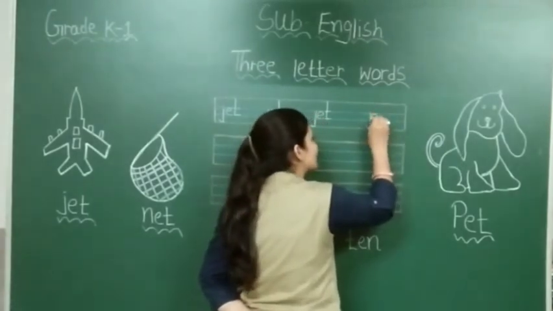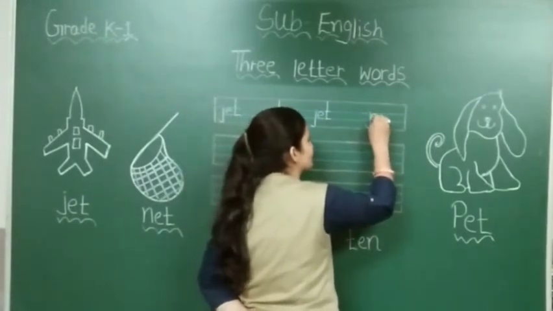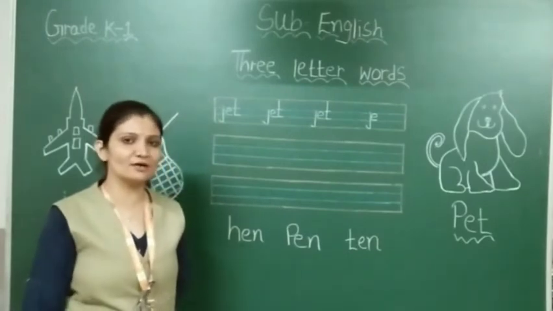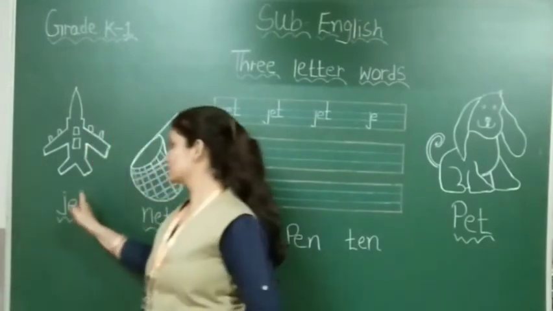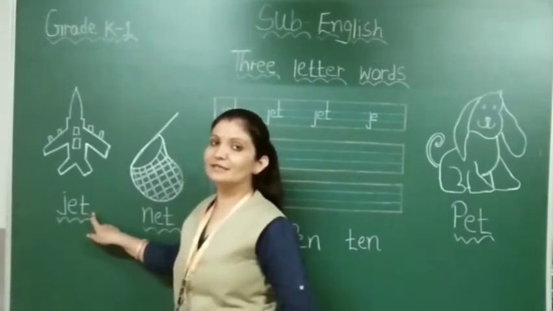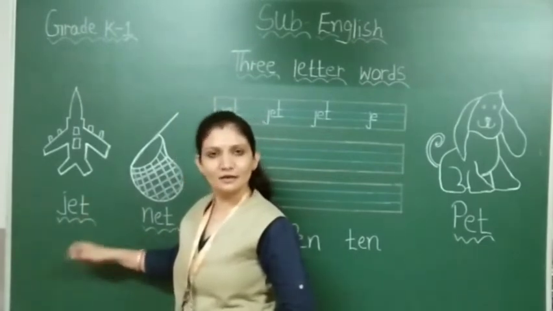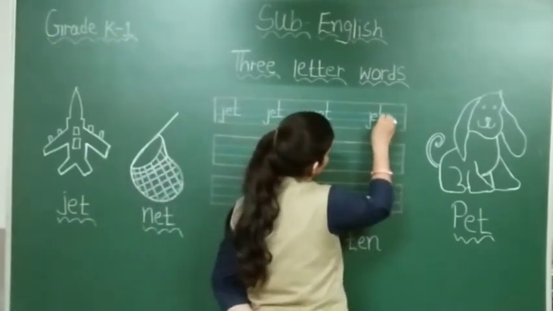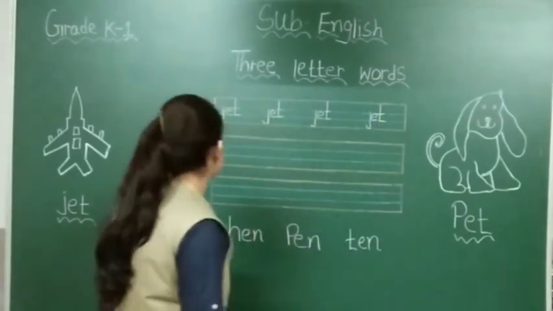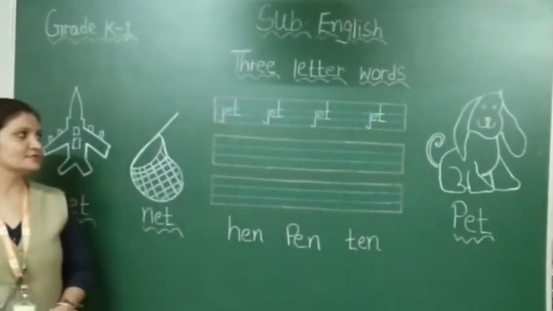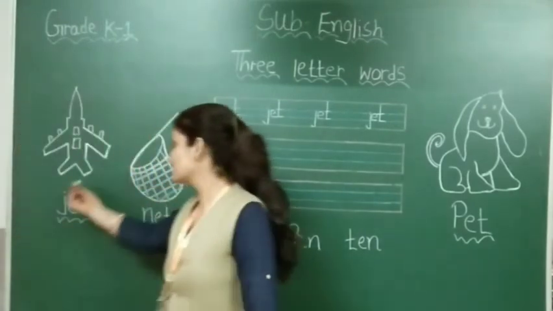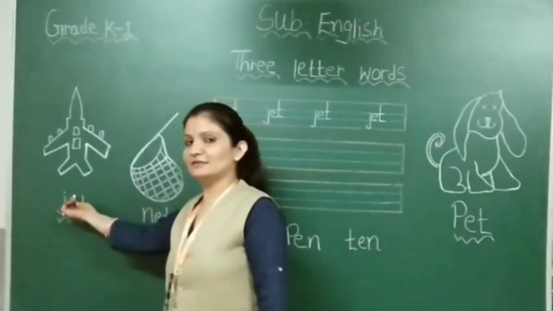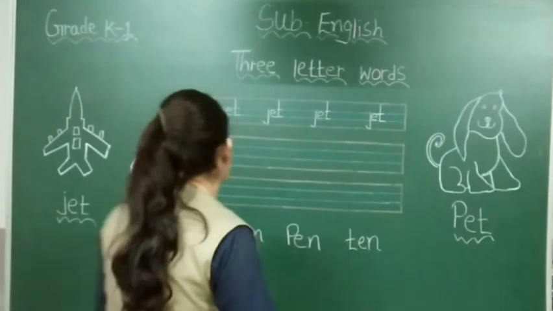Curve like this. Then after E, which letter do we have to write? See here. Yes, T. In phonics, T says T. So we have to write T here. J-e-t, jet. Which three letter word is this? J-e-t, jet. Now next.